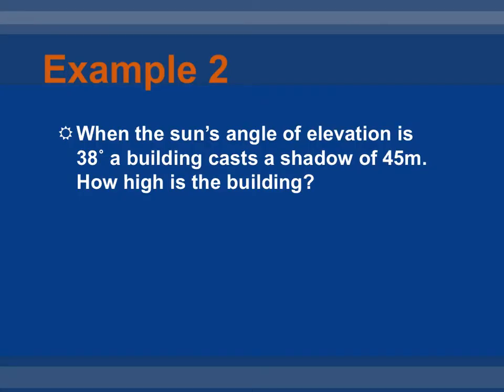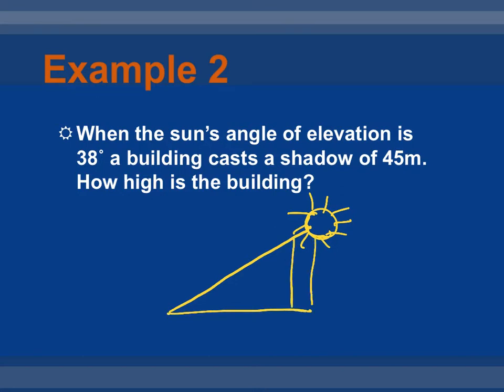It says, when the sun's angle of elevation is 38 degrees, a building casts a shadow of 45 meters. How high is the building? So if I make my sun here, the angle of elevation is going up to the sun. Here is my building.